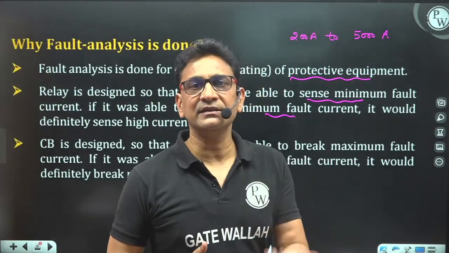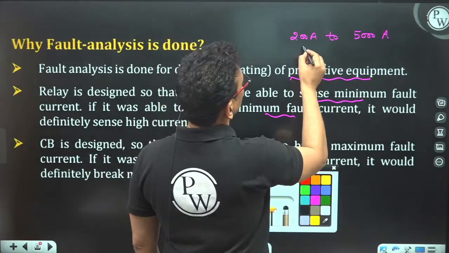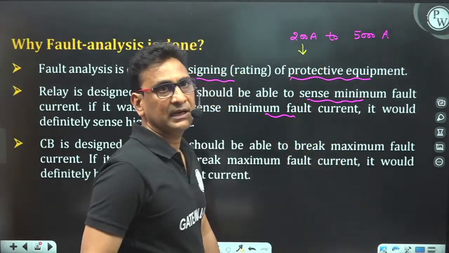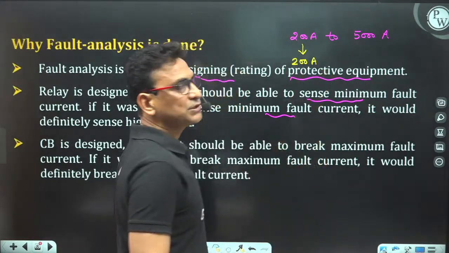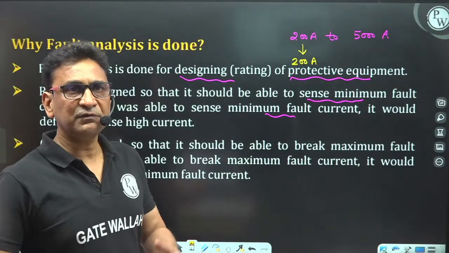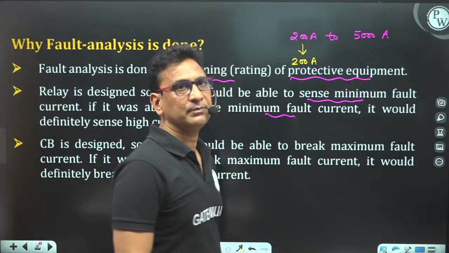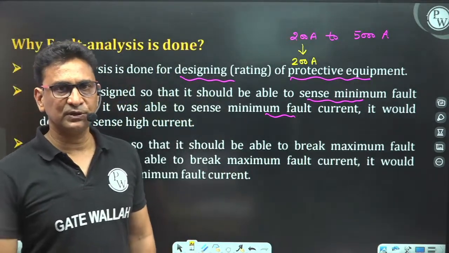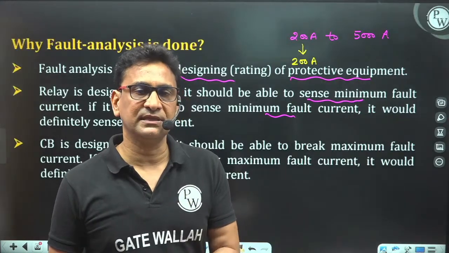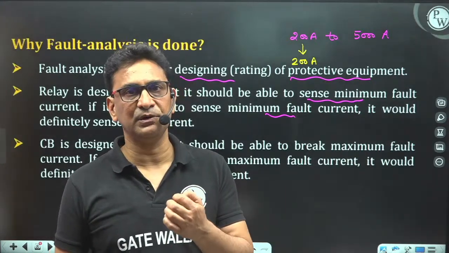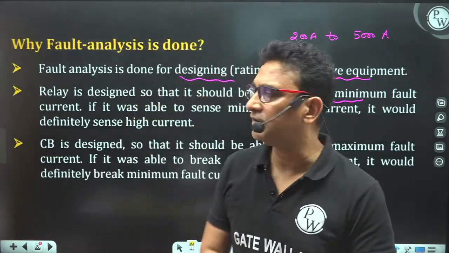Whenever we select the relay, I will select a relay that is able to trip even if 200 ampere current is flowing through it. Because if it is able to trip at 200 ampere current, it will definitely trip at 5000 ampere or any current above 200 ampere. So the relay is designed for the minimum value of fault current. It should be able to sense the minimum value, because then it will definitely sense the high value of fault current.